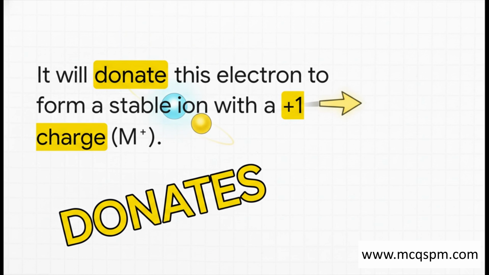All right, step 2. Now we ask ourselves, what do atoms with just one lonely valence electron want to do more than anything else in the world? They want to get rid of it. They donate that electron so they can become stable. And when our element M gives away that one negative electron, what's left behind? A positive charge of +1. So it becomes the M+ ion.